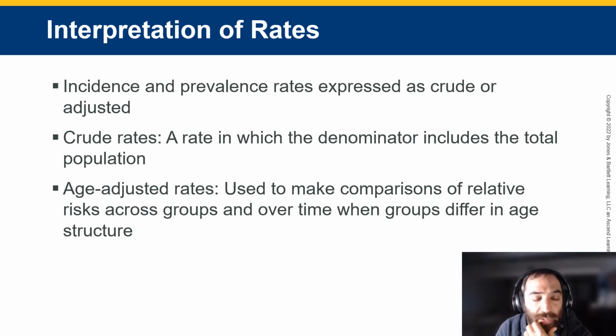Okay, so we can talk about the incidence, which would be the new cases of chickenpox that may be occurring in your state, right? And then you can talk about the prevalence rate, meaning like there's always people with chickenpox. Well, chickenpox is not a great example.